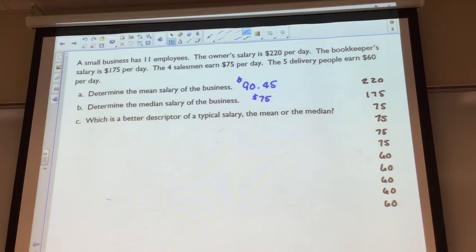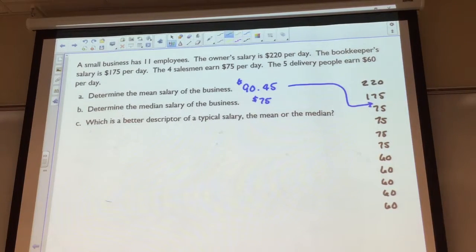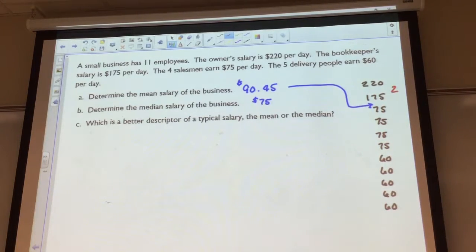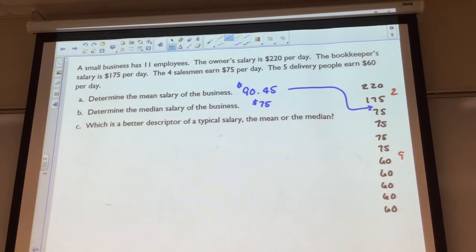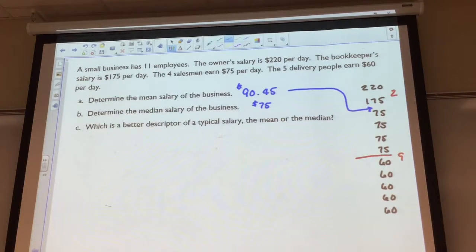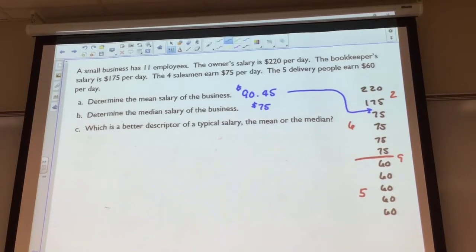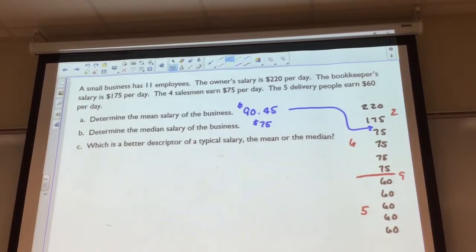If you say the mean value would fall right there, which is a split of the data of 2 versus 9. Does that look like a fair split, a central tendency value? Not at all. If I use the median value then is 75, and notice that there are 6 values above the 75, and there are 5 values below the 75. Is that a better measure of central tendency?